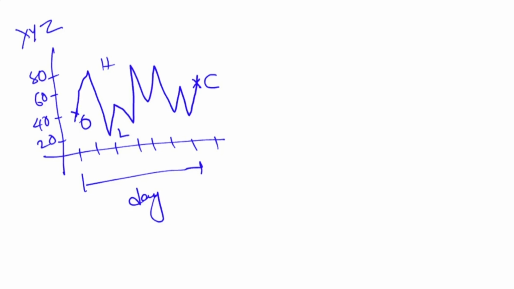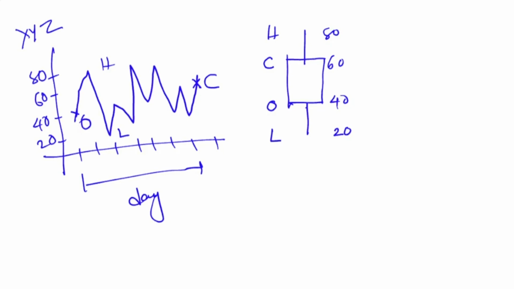Similarly, we can represent the same thing on a candlestick. Here the open is at 40, the body closed at 60, and there is a wick on the top side till 80, and on the bottom side a wick up to 20. So here it is: the open, close, high and low.